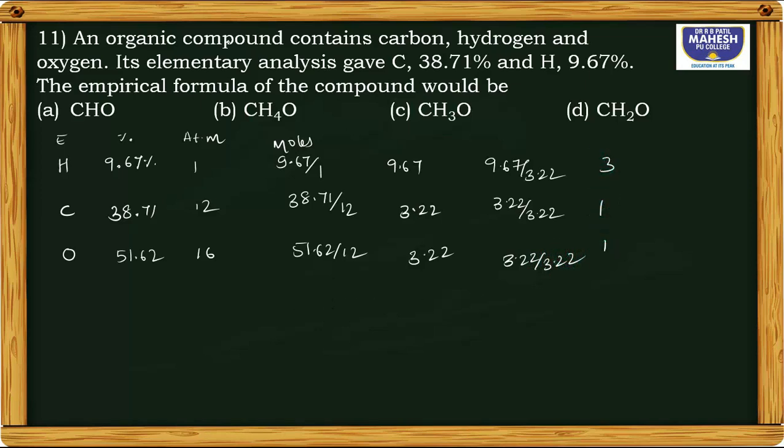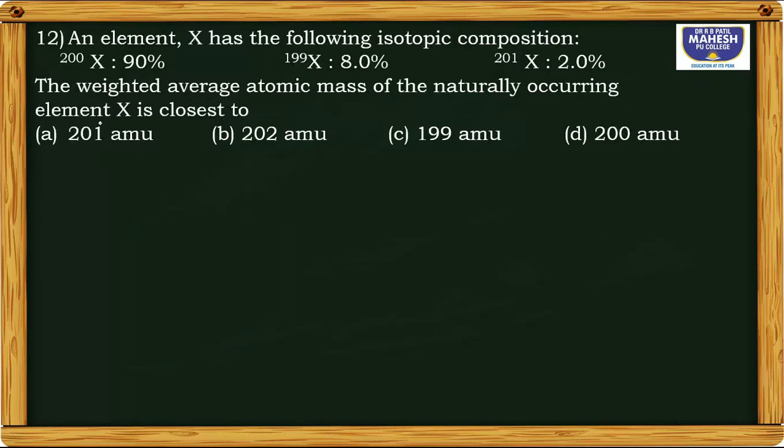So here they asked for the empirical formula, not the molecular formula. So empirical formula means whatever we get, that we have to write. 1 carbon, 3 hydrogen, 1 oxygen. Which option? CH3O. Option C. Now let us move to the next question.